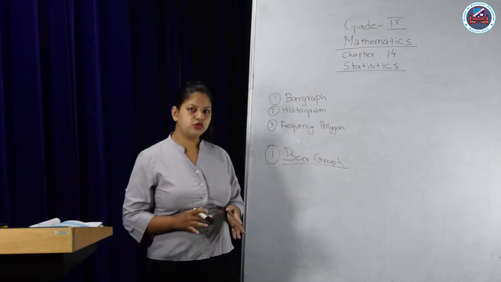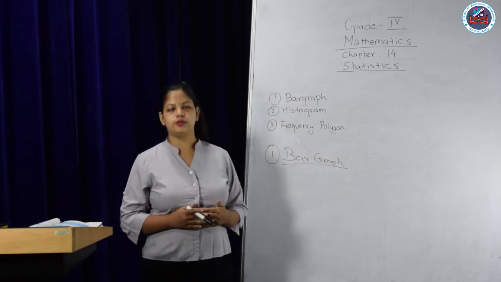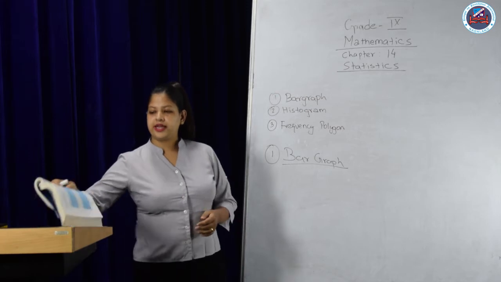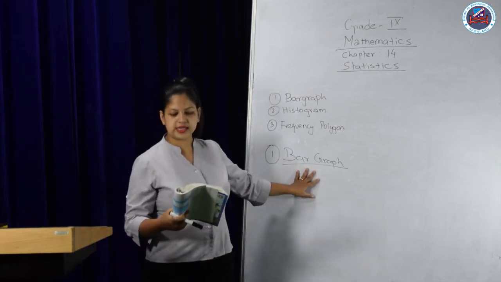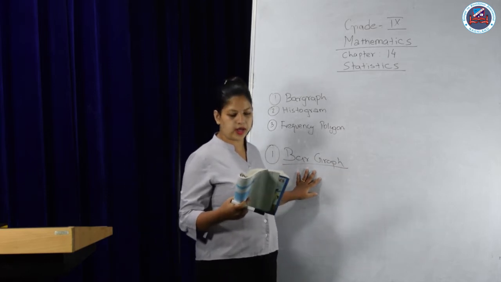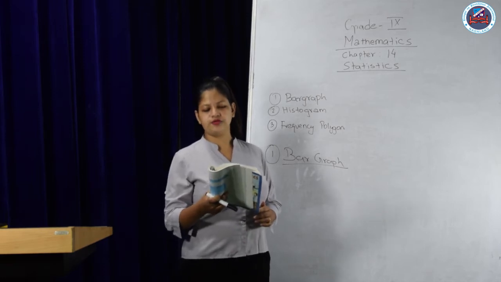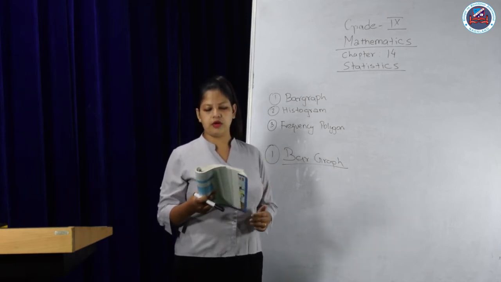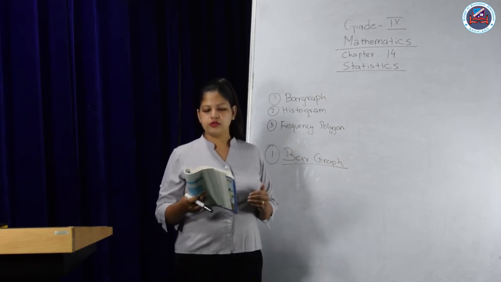So I'd like you to do all these questions in your graph book. I believe you have got your graph book from the school. So let us check the first one, that is bar graph. You can check exercise 14.3 question number 1. A survey conducted by an organization for the cause of illness and death among the women between the ages 15 to 44 worldwide found the following figure.